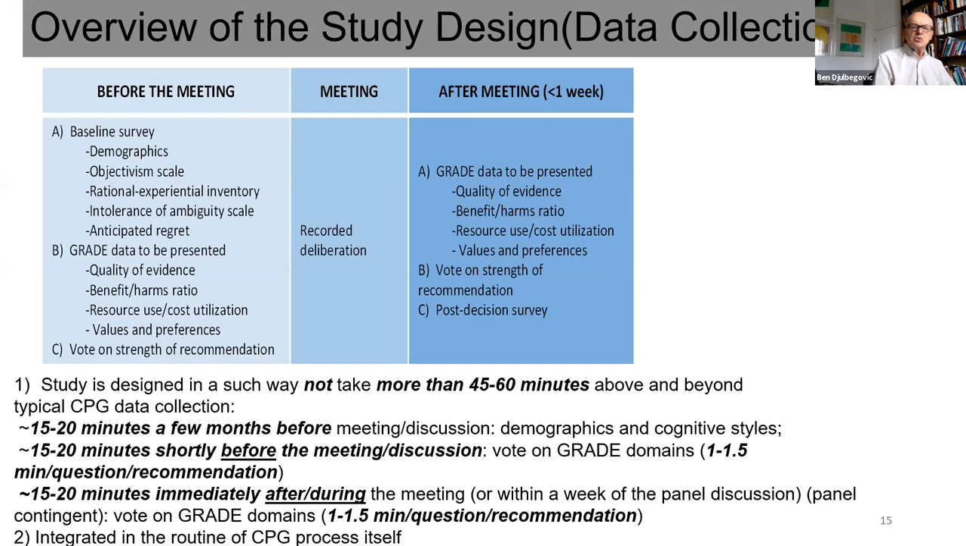These are panels that make true recommendations that will eventually inform decision-making and ultimately the outcomes of thousands of patients who rely on those recommendations. We collected data on general demographics and cognitive style before the meeting, and also solicited the panelists' judgments related to these key GRADE factors before the meeting, but after the panel decided which type of recommendation to make. Then the panel would meet and we recorded those deliberations.